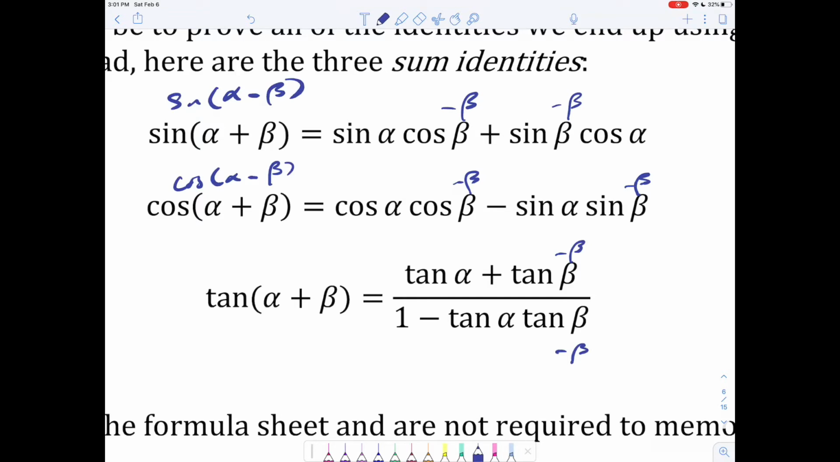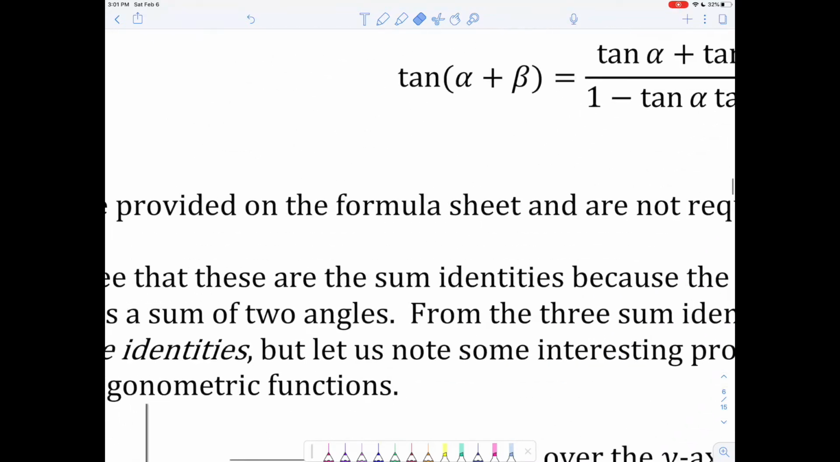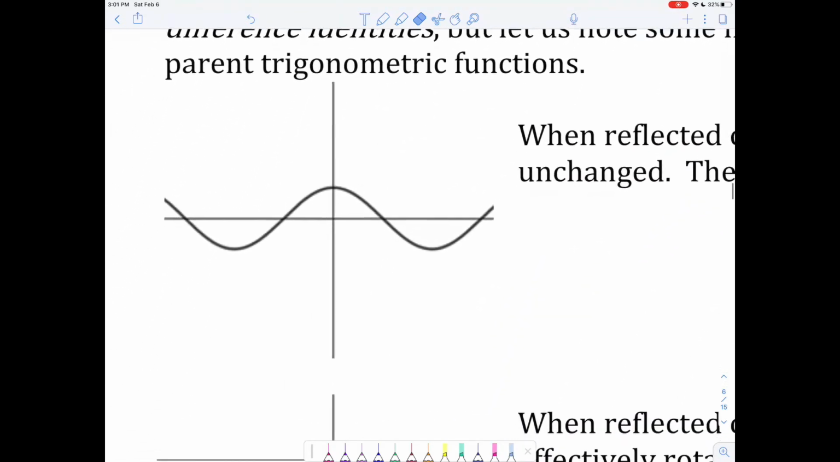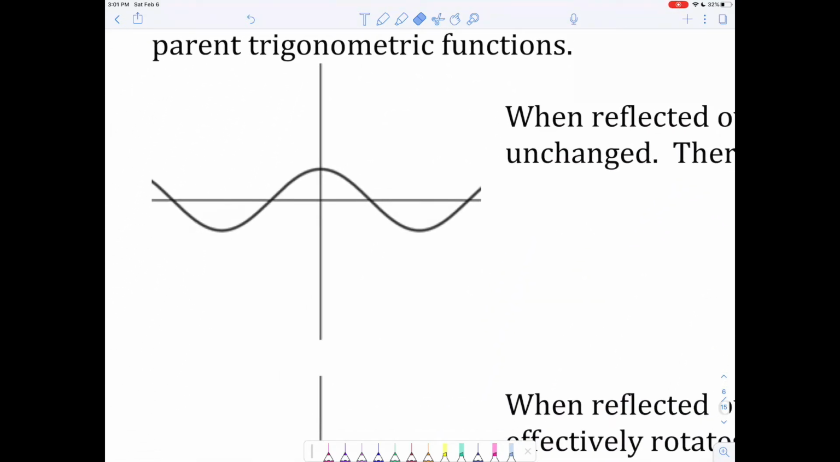But to see how that links back to the original function, we'll just note some things real quick. So this is the cosine function. And what we notice is that it's the same on the right as it is on the left.